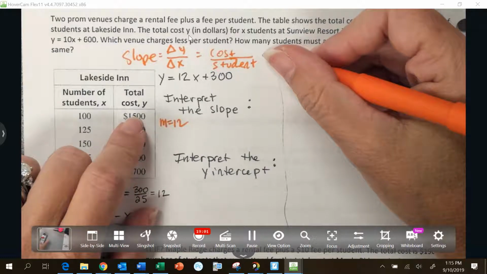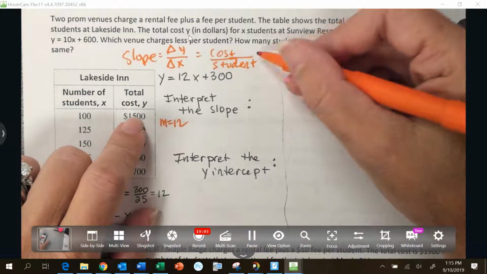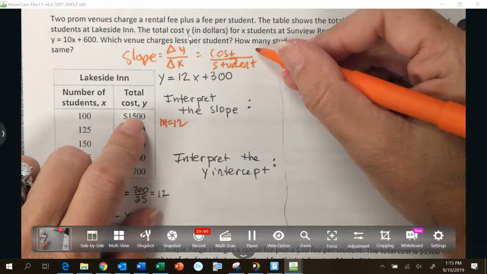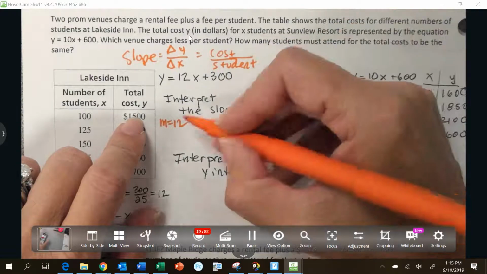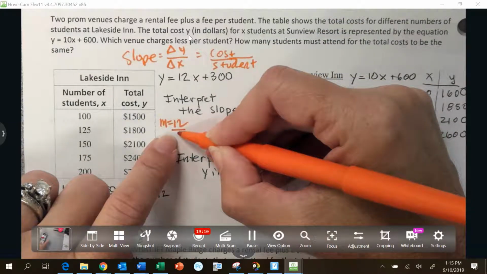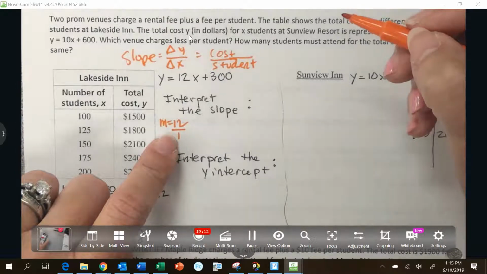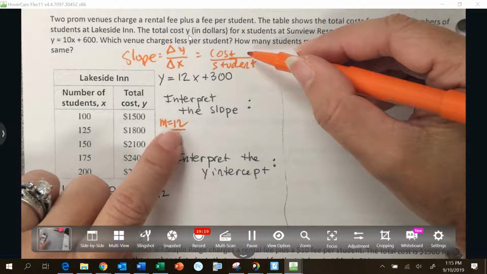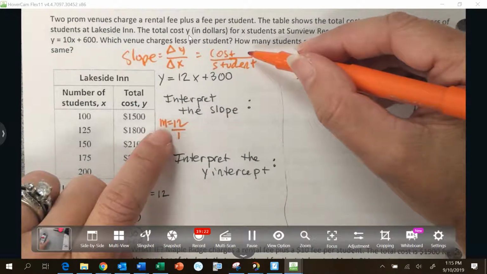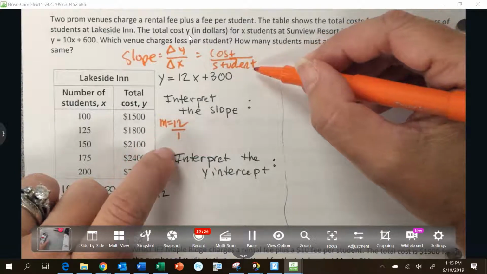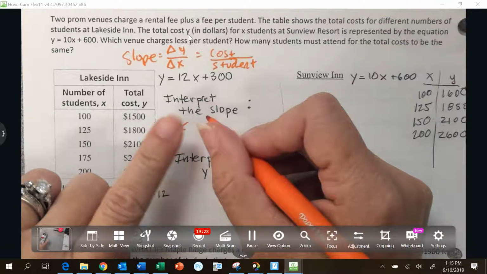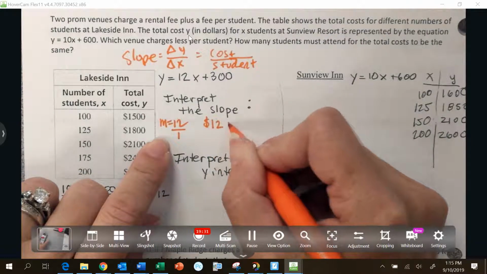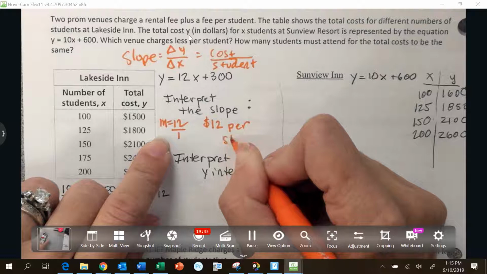That means... What's the top number in the number 12? 12. So what's the cost? I'm pointing right here and I'm pointing right here. What's the top number? 12. So what's the cost? Per student. So interpret the slope. $12 per student.